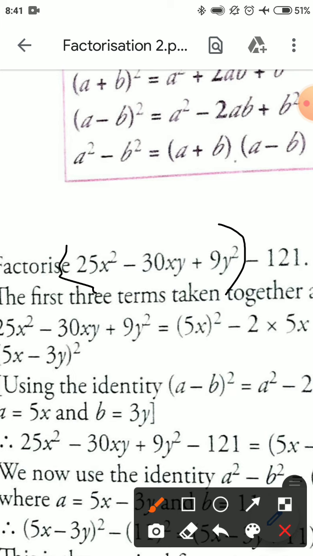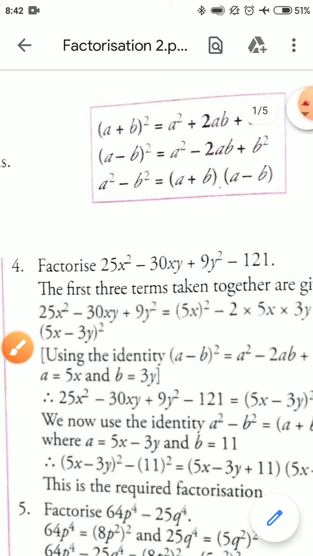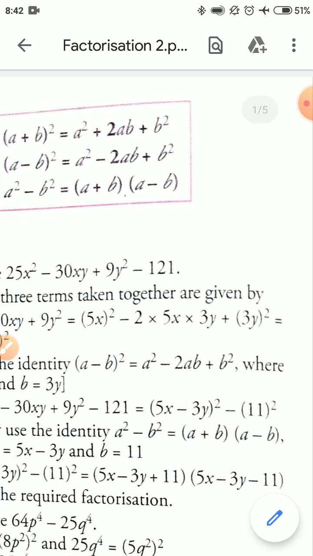Why are we doing this? It's just because when you factorize this 25x square minus 30xy plus 9y square first, what you will get is 5x minus 3y whole square, right? See how this 25x square can be written as 5x whole square, minus 30xy can be written as minus 2 into 5x into 3y. This 9y square can be written as 3y whole square. So this will become 5x minus 3y whole square.